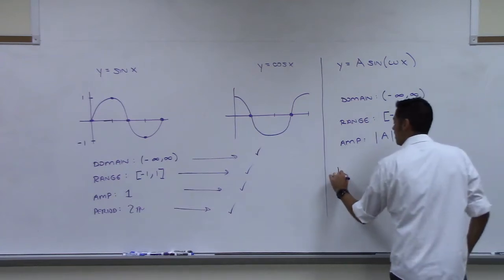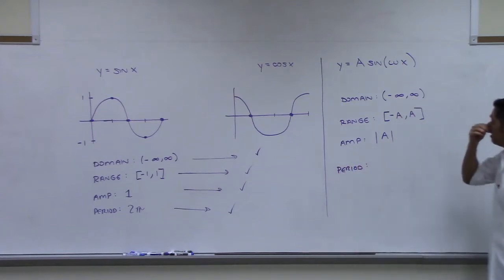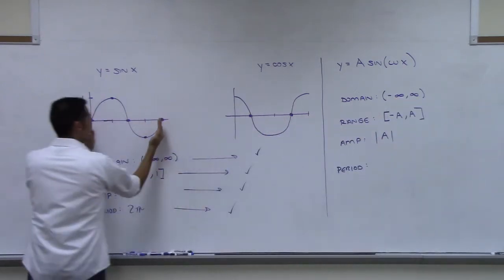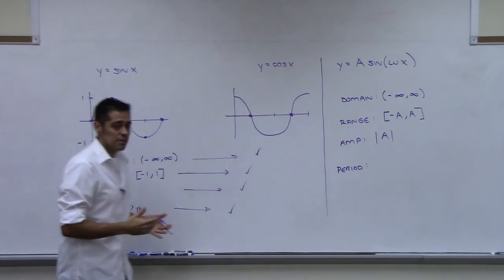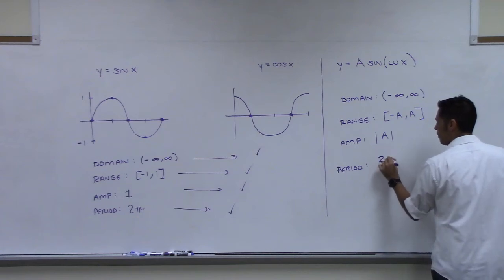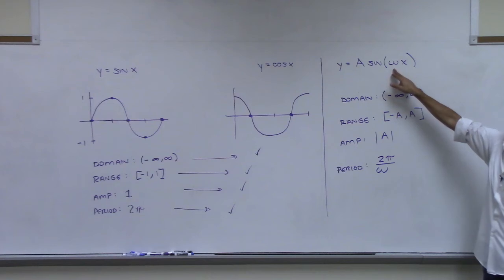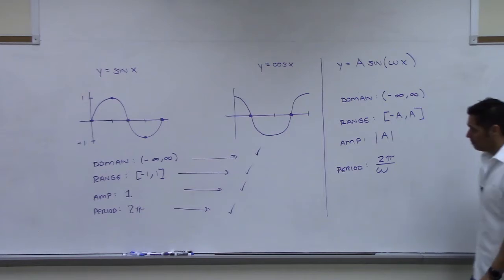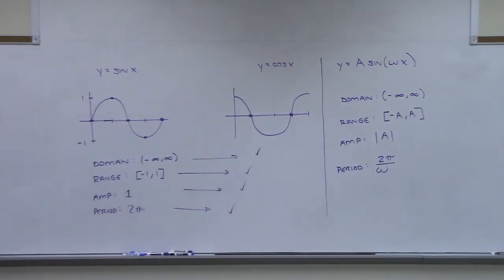Now the period, we have not discussed this. How is the period impacted? What makes the period change? Now the period, remember, is the distance it takes to complete one full cycle. And it turns out that there's a very simple formula to calculate the period. The period is always just going to be 2 pi divided by omega, which is the number in front of x. So maybe put a little star next to that because that's an important formula that we will use.